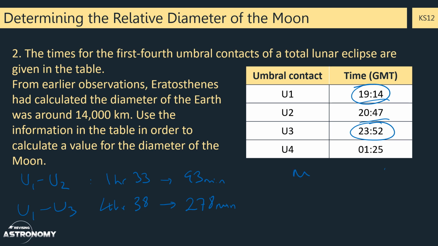Again, we can think about the ratios that we've got. So the moon was 93, and the Earth was 278. Again, we're going to use the data in the table, which is 14,000 kilometers for the diameter of the Earth. So what do we need to do to go from 278 to 14,000? Well, we times by 50.76. So I'll do the same to this side. 50.76 multiplied by 93 gives us around about 4,683 kilometers.